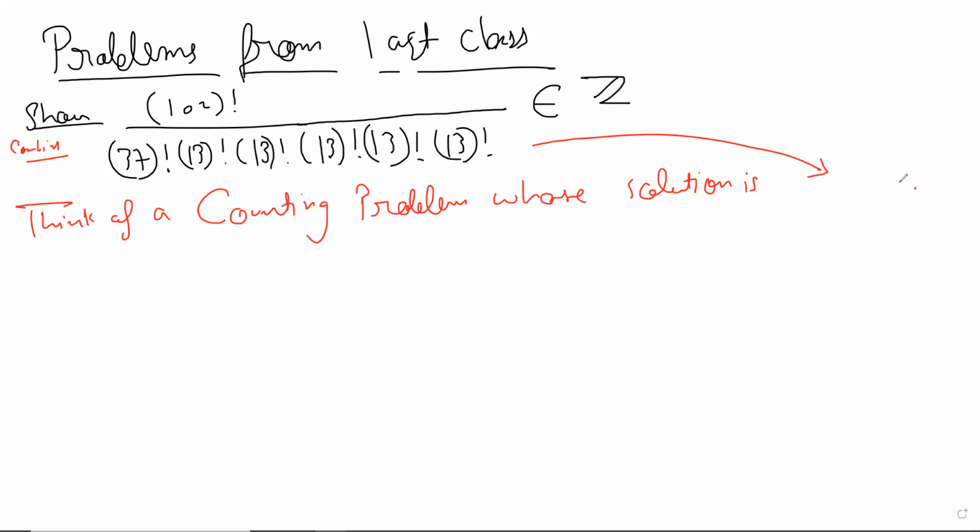So you agree that, just logically speaking, let's get the logic out of the way first: if you can think of a counting problem whose answer is this big number, then we have nothing more to do. We are done, because it has to be an integer. Now the challenge is to think of a counting problem.